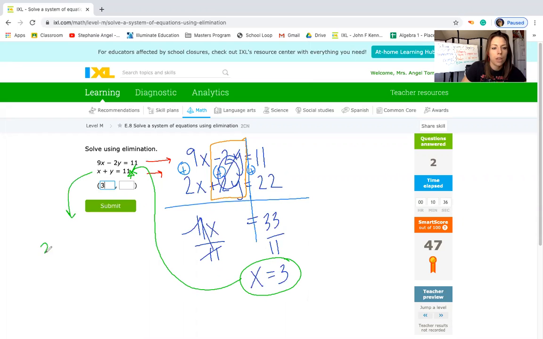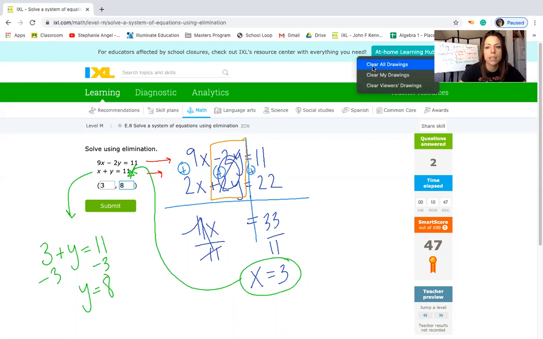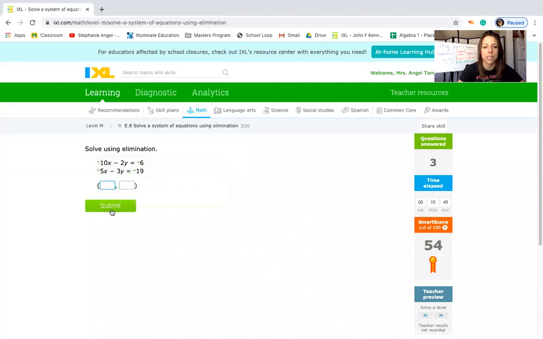So here we go. 3 plus y equals 11. Subtract 3 on both sides. Y equals 8. Wow, that was quick. I didn't expect that. And let's see if we got that right. Yes, we did.